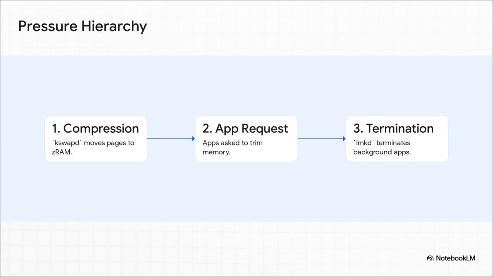But compression isn't its only trick. Android has this whole escalating response system. When memory gets tight, first it tries to compress inactive stuff into ZRAM. If that's not enough, it'll politely ask the running apps, hey, could you maybe trim your own memory usage a bit? And only when all else fails does it bring out the big guns.